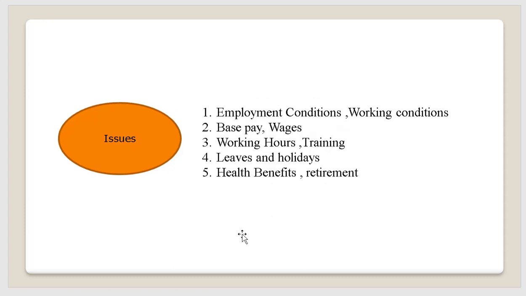And next point, it's issues. What are the basic issues involved in collective bargaining? There are basic issues that all the workers will be mentioning. First, employment conditions like working conditions. Next, their salaries or the base pay or wages, working hours, and the training period or training hours and training wages. Next, leaves and holidays, health benefits and retirement benefits. So all these things they will be trying to make more accurate and easier for these employees.